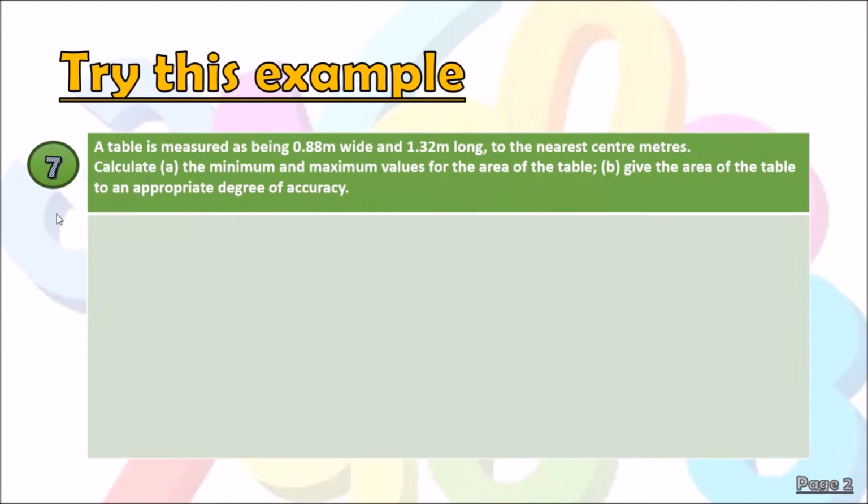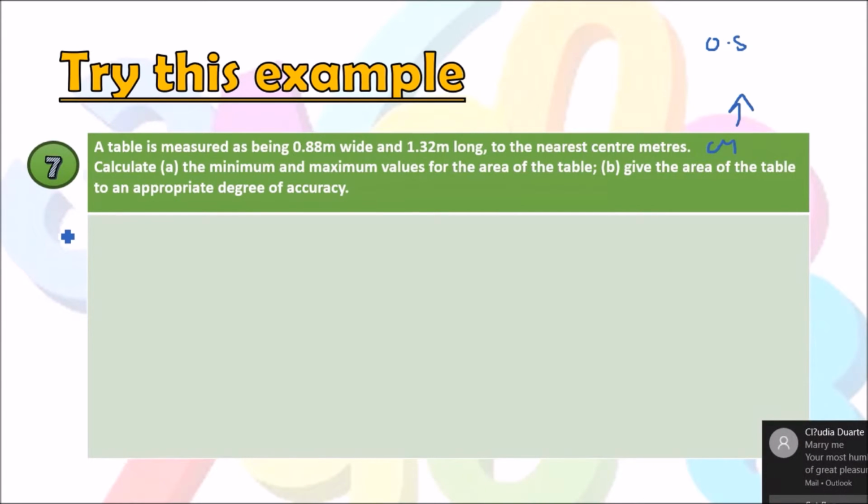Alright, so let's do an actual exam style example. Look at this one. Grade 7, so this is big boy stuff. Consider that a table is measured as being 0.88 meters wide and 1.32 meters long, to the nearest centimeter. In this case, we can say straight off the bat that we're looking at half a centimeter, plus or minus for the bounds. Remember, treat this as 1 centimeter.